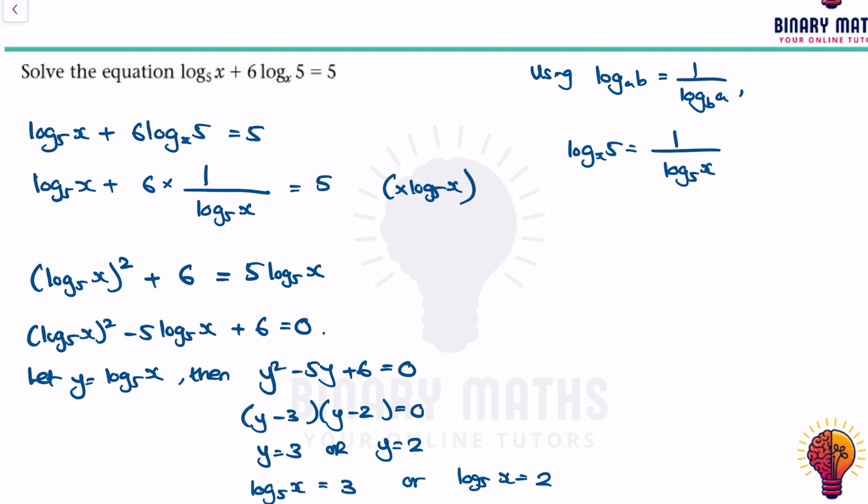So if we take 5 to the power of both sides, we get what x is equal to. So x will be 5 to the power of 3, or x will be equal to 5 to the power of 2, which implies x will be equal to 5 times 5 times 5, which is 125, and x will be equal to 25. Now these work because x has to be greater than 0. They both satisfy x greater than 0, so that must work. So these must be solutions to the equation.